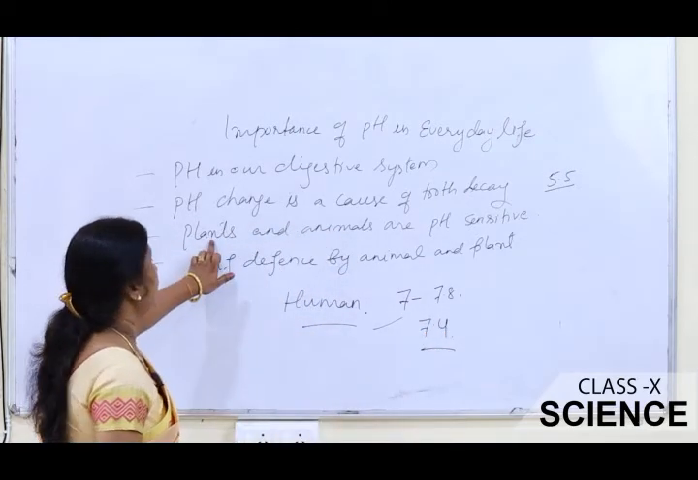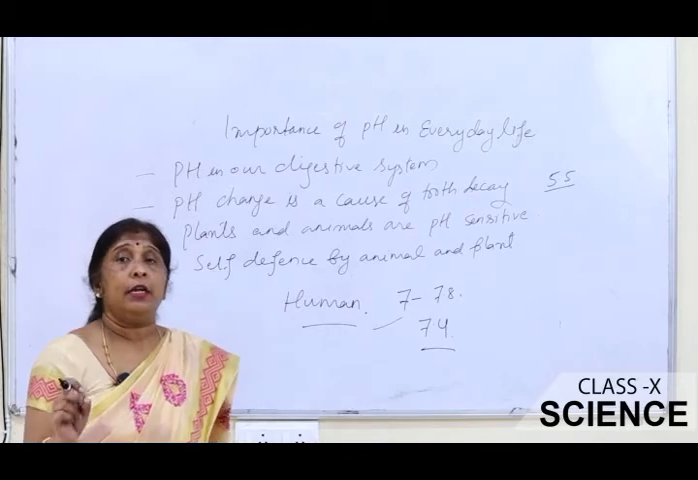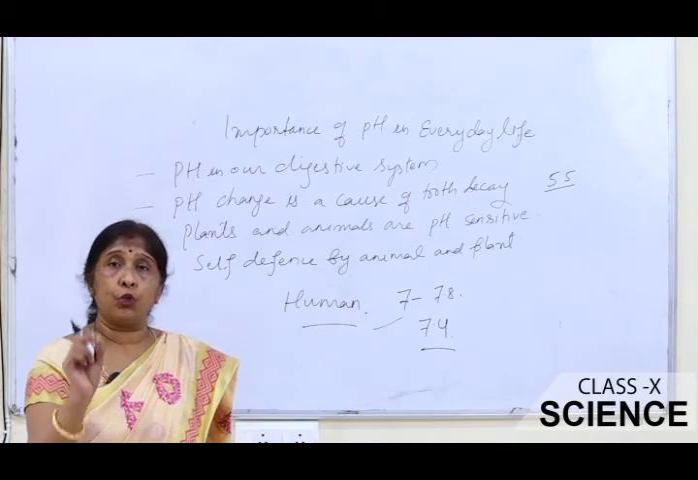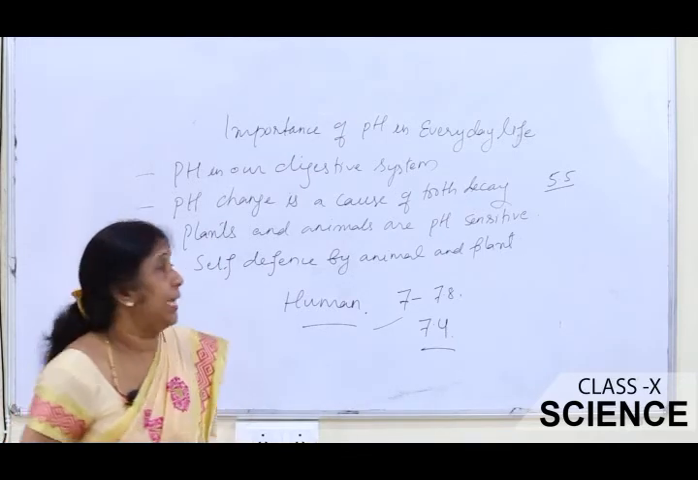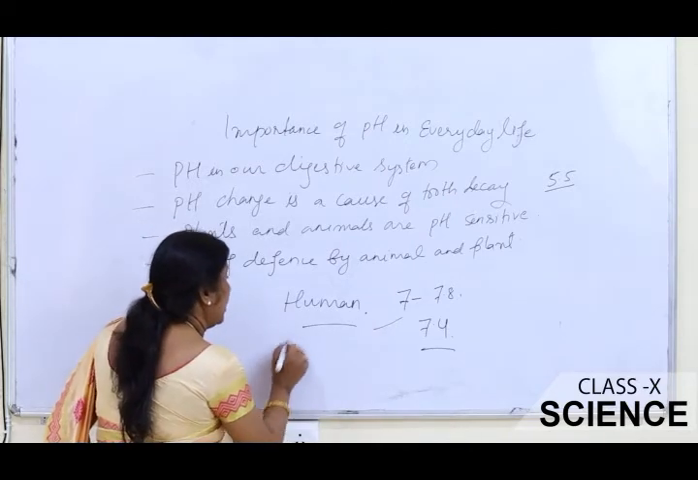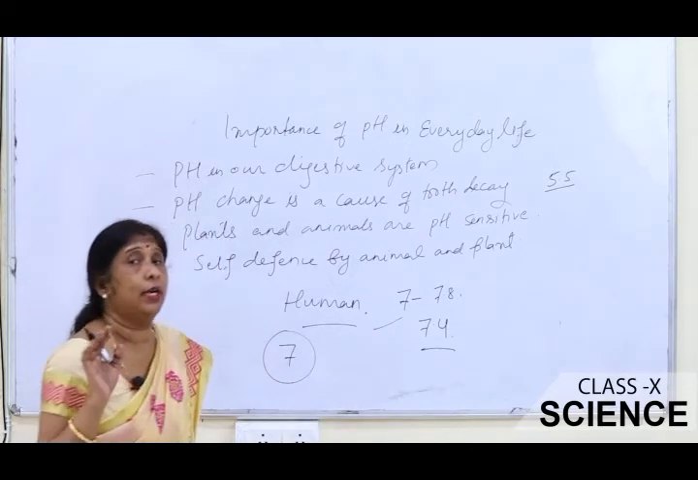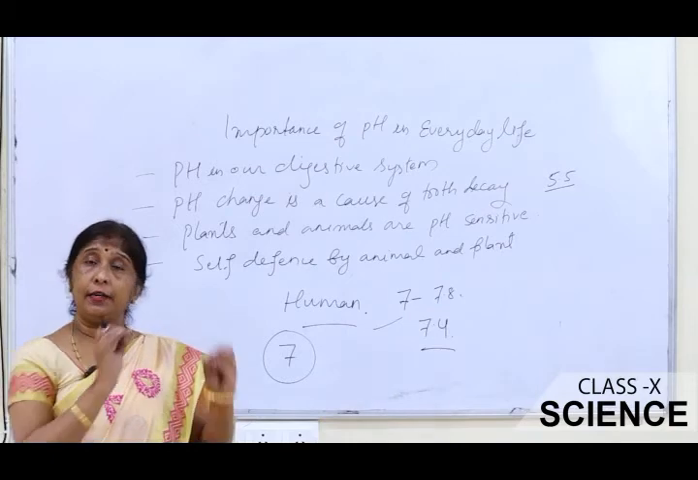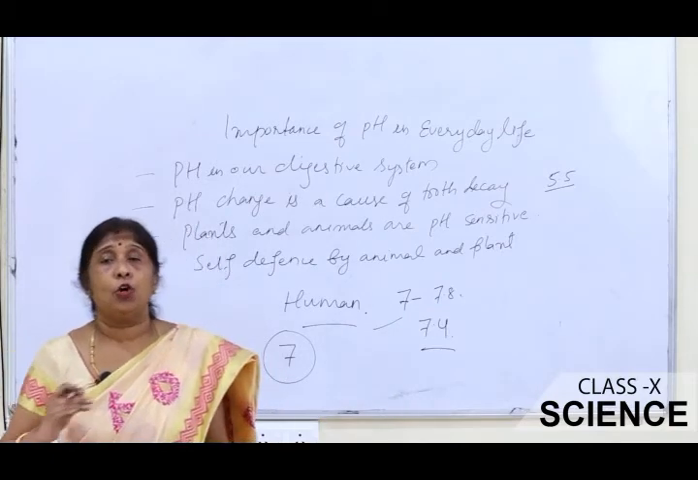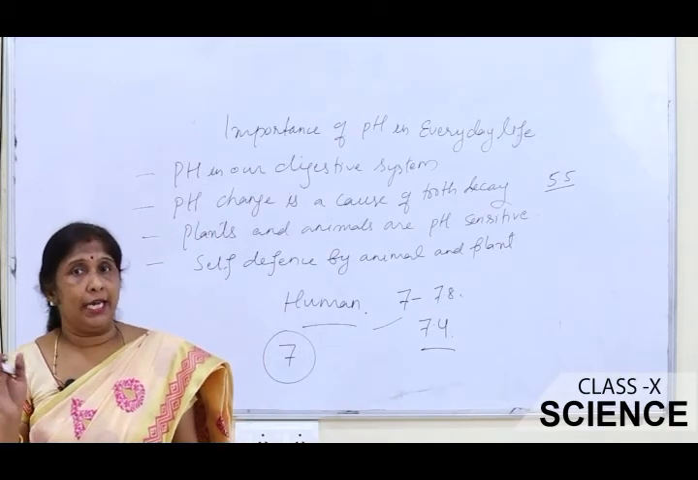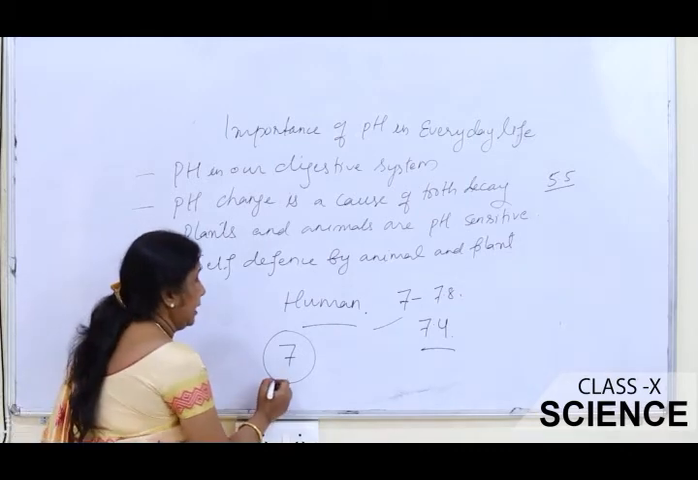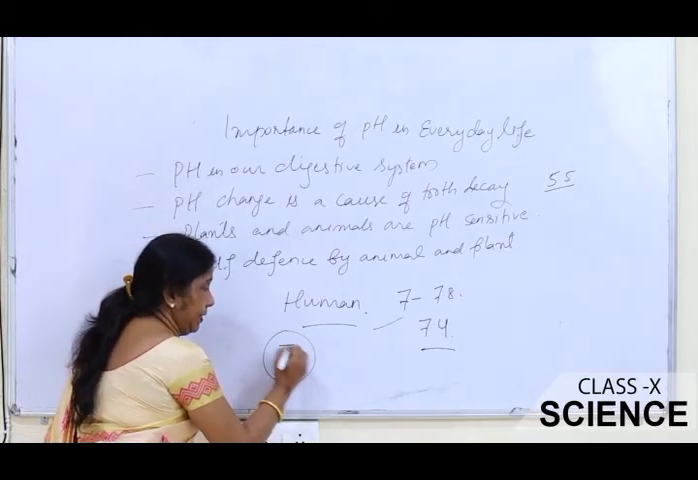Then plants are pH sensitive because they show better growth in a narrow range of pH, that is around 7. They need neither an acidic soil nor an alkaline soil. So they grow better at a pH value of 7, right?